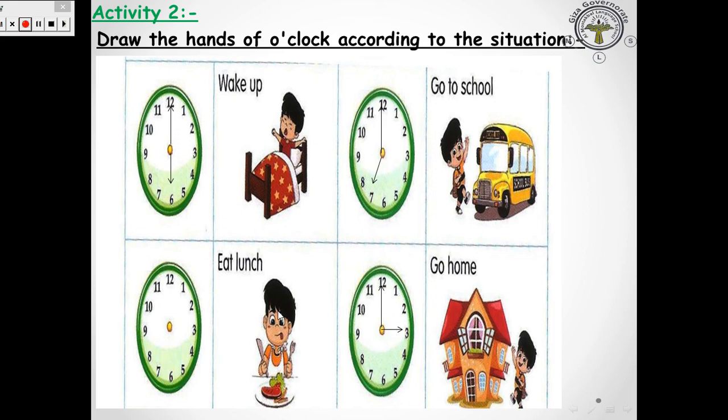Next example, this boy eats lunch at 4 o'clock. So we draw the long hand pointing to 12 and the short hand pointing to 4.